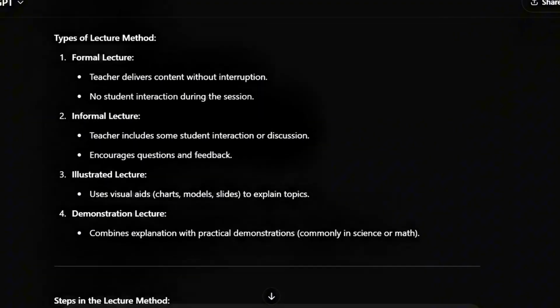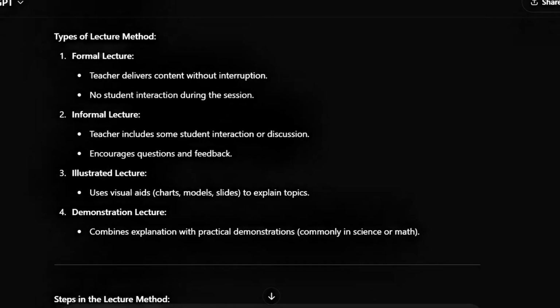Types of lecture method. 1. Formal lecture. Teacher delivers content without interruption. No student interaction during the session. 2. Informal lecture. Teacher includes some student interaction or discussion, encourages questions and feedback. 3. Illustrated lecture. Uses visual aids, charts, models, slides to explain topics. 4. Demonstration lecture. Combines explanation with practical demonstrations, commonly in science or math.